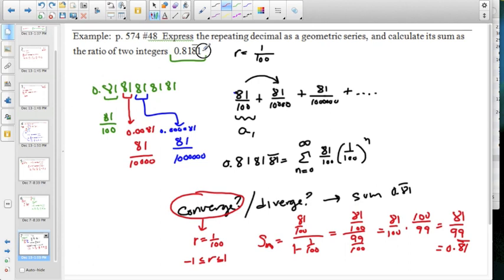So this is already the sum. Well, if we have a sum, we know it has to converge. The idea is, can we write it in series notation instead of a repeating decimal?